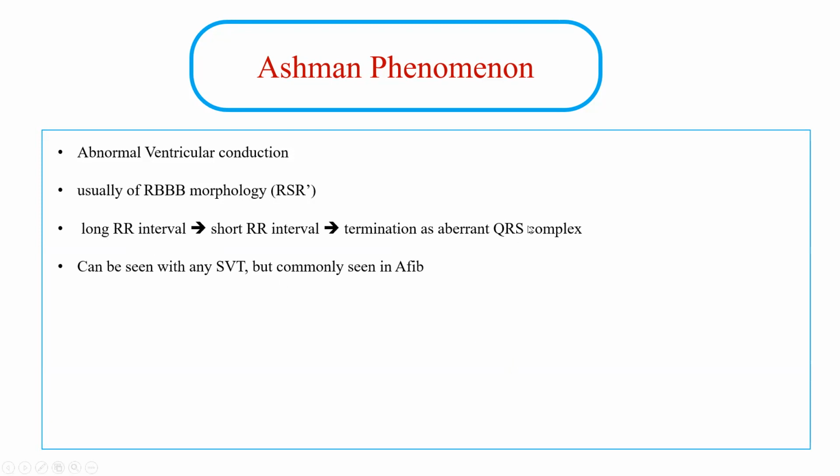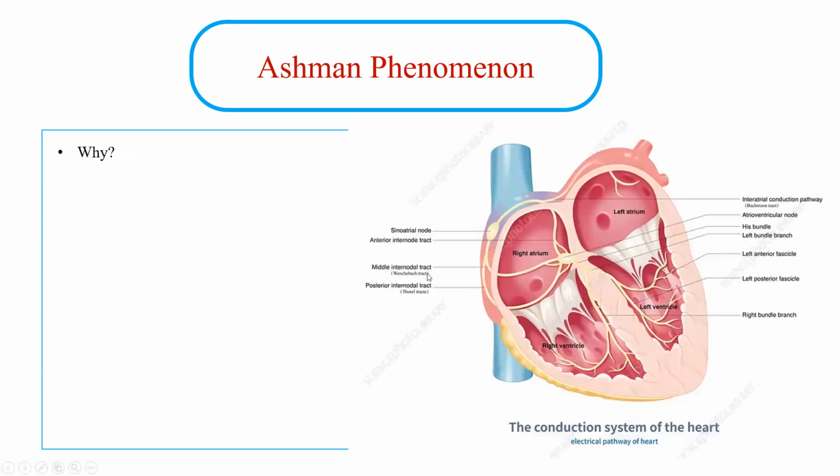The other thing to know about the Ashman phenomenon is that it can be seen with any supraventricular tachycardia, but it's commonly seen in atrial fibrillation. The Ashman phenomenon is totally asymptomatic and requires no treatment or attention, but you have to recognize it on the EKG. Now, let's talk about the pathophysiology.